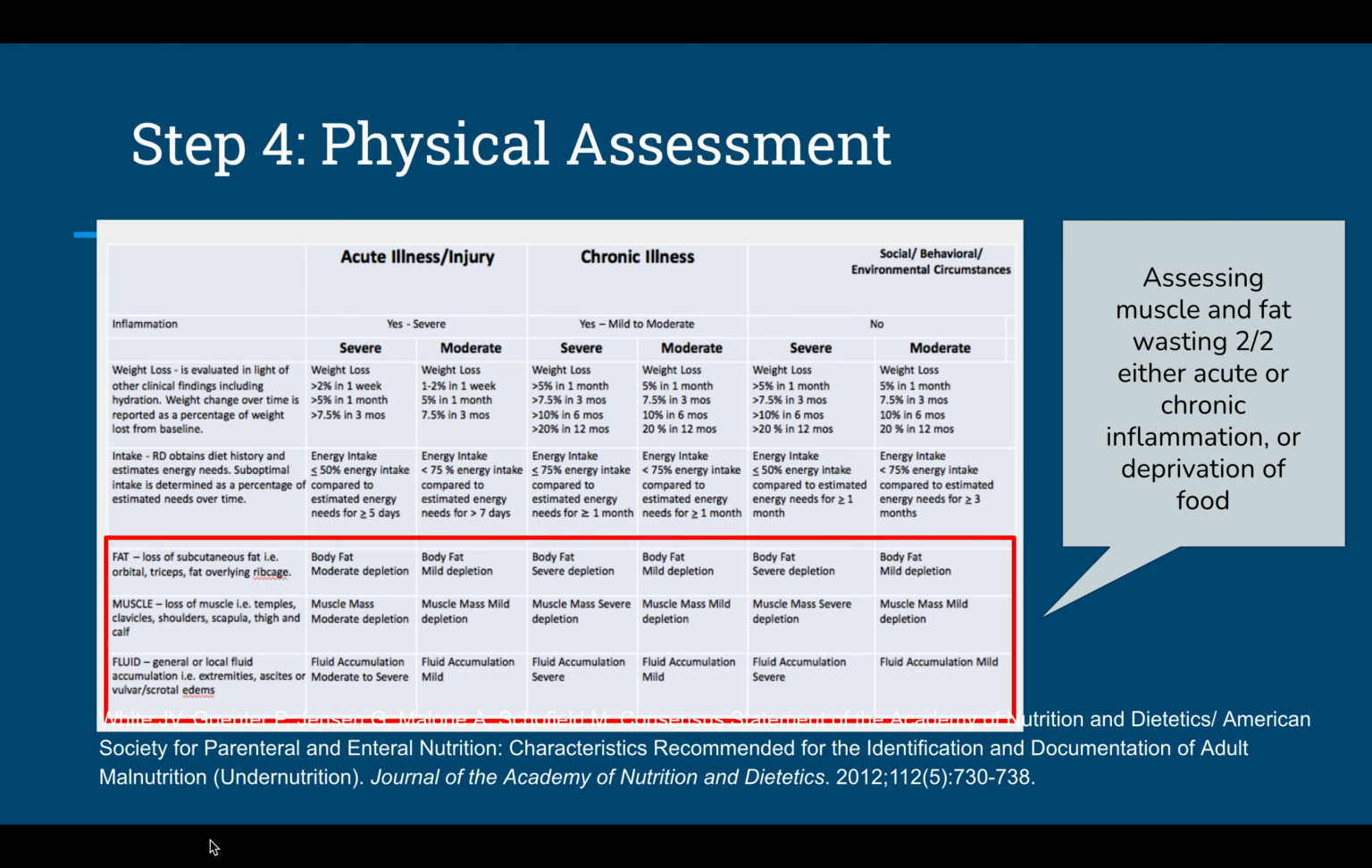The next one is the physical assessment. So this is where you assess to see if there's any fat loss, if there's any muscle loss, and if there's any fluid present in the body. And there's a book, let me see if I have it in this next slide, but it's a little booklet by the Academy that helps you identify specifically how to position the body and what to look for when you're doing these assessments.